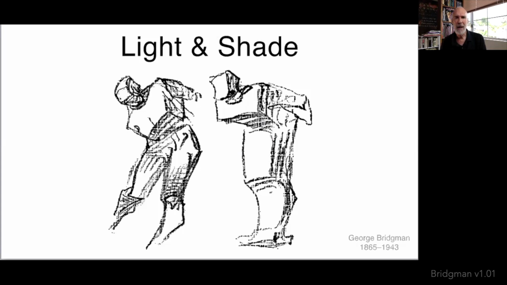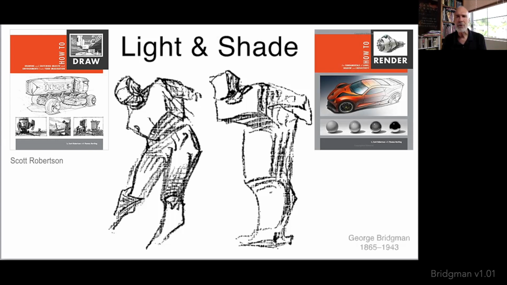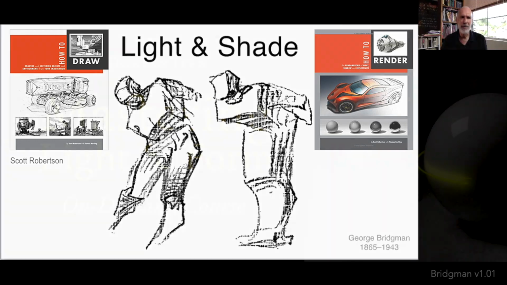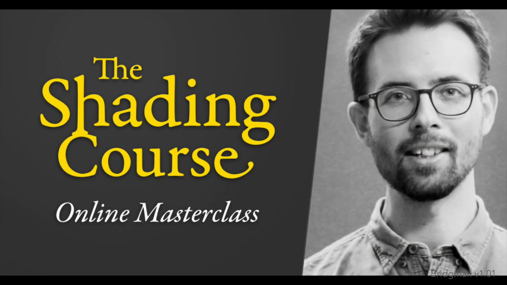It has been taught for 600 years. Scott Robertson's book, How to Draw, teaches you all of that assembling stuff with lines. Scott Robertson's book, How to Render, teaches you this stuff, including in advanced ways. Dorian Eaton's courses on light on form and lighting and shading are the best that I know for beginners and for professionals too. Very inspiring, very clear. He makes it easy to understand.